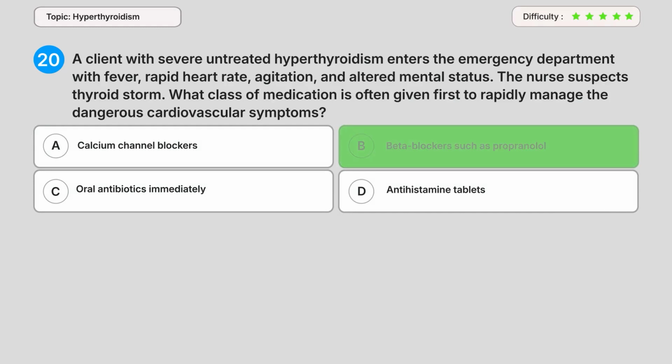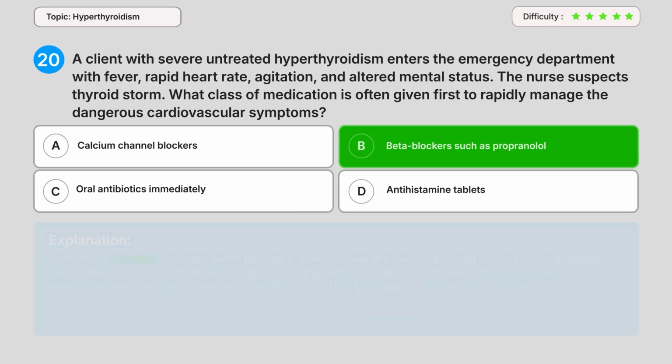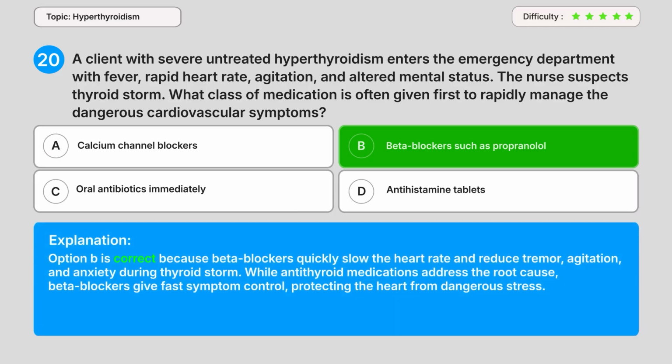Correct answer, B. Beta blockers such as propranolol. Explanation. Option B is correct because beta blockers quickly slow the heart rate and reduce tremor, agitation, and anxiety during thyroid storm. While antithyroid medications address the root cause, beta blockers give fast symptom control, protecting the heart from dangerous stress.